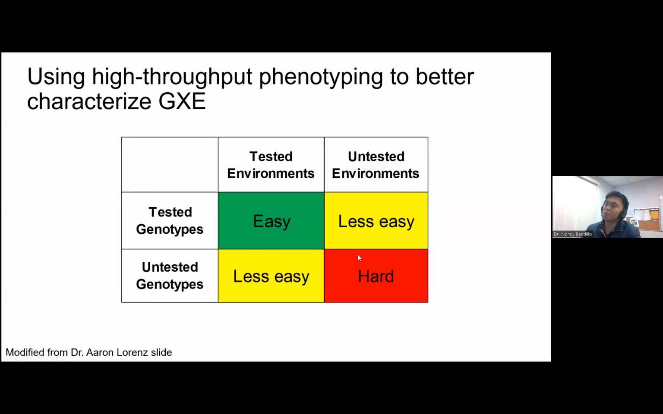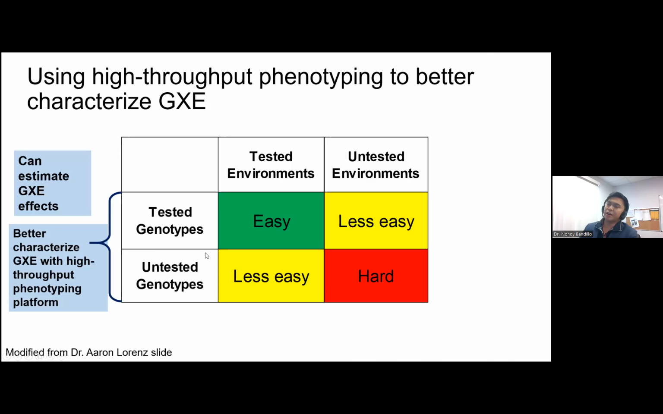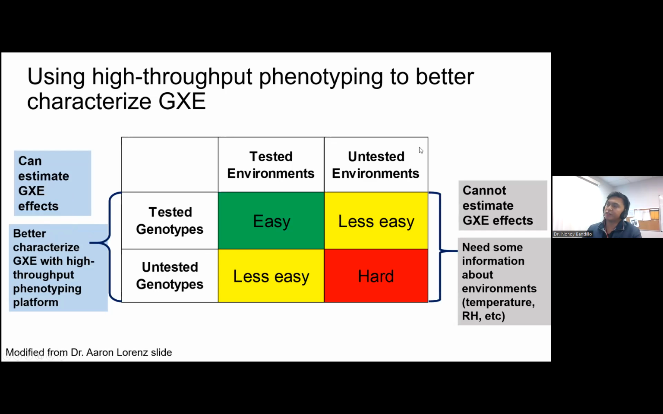I feel like we're always predicting untested environments because every year we don't know what's going to happen. Even though you plant in the same location over and over again, because of different environmental profiles, it's going to be a different environmental condition. Okay. And here, because you test your genotype, you can estimate your G by E. And I feel like any information you can get here with high throughput phenotyping can help to better characterize G by E.